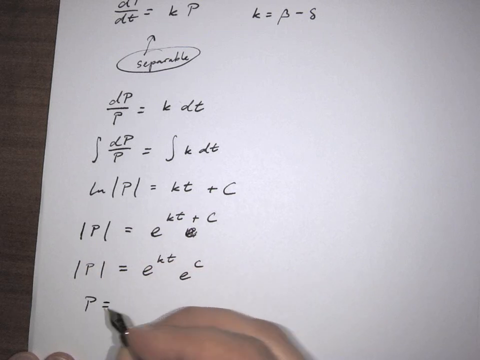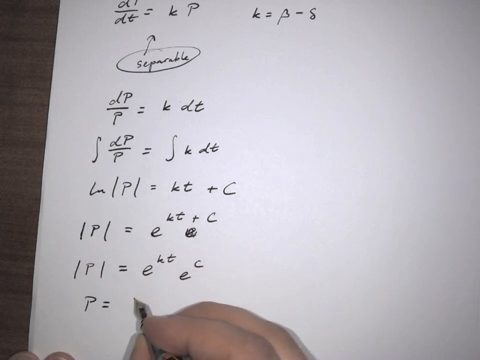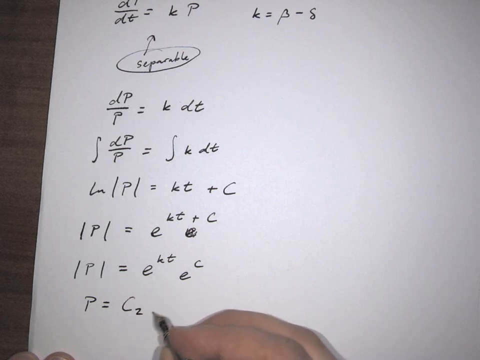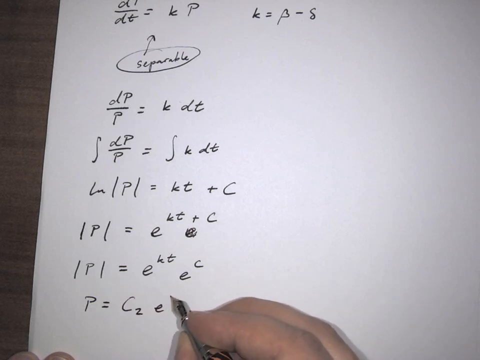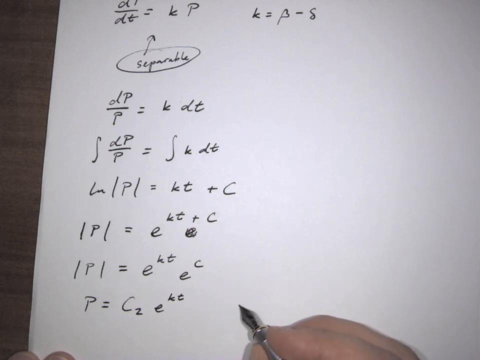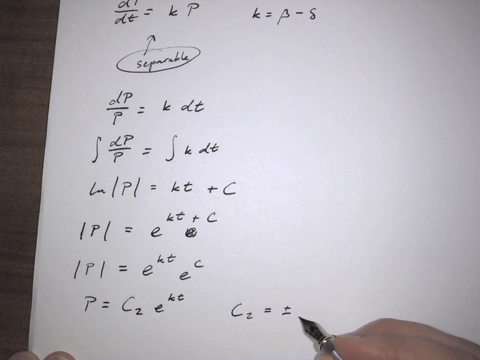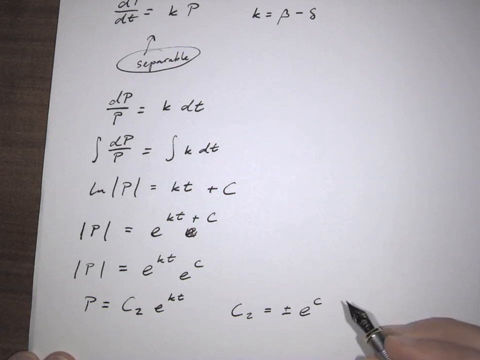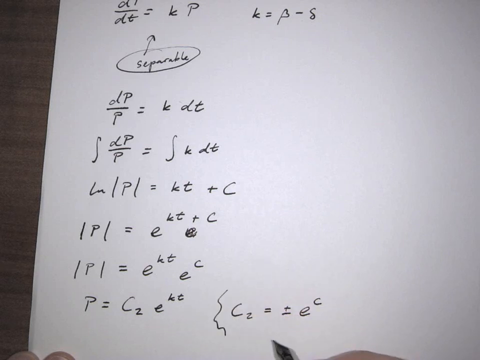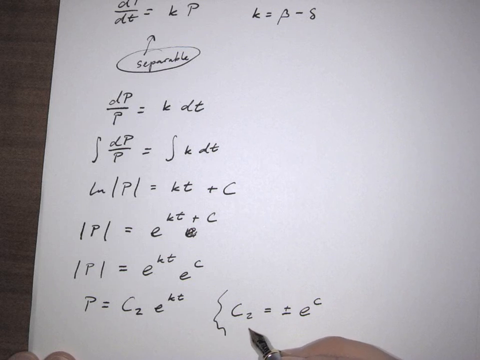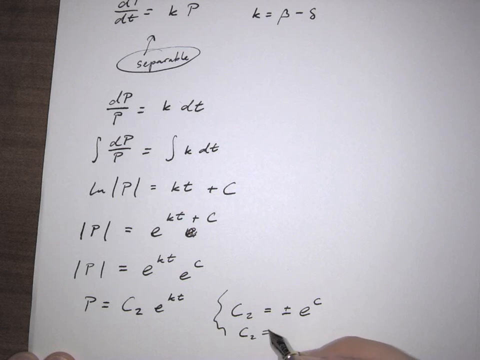So then p is equal to some constant, c2, e to the kt, where c2 is equal to plus or minus e to the c. So I put together, in this case, the two steps that I did separately before, but it's because it has gone down the exact same line as it has gone before. And so there's this, c2 is not equal to 0.